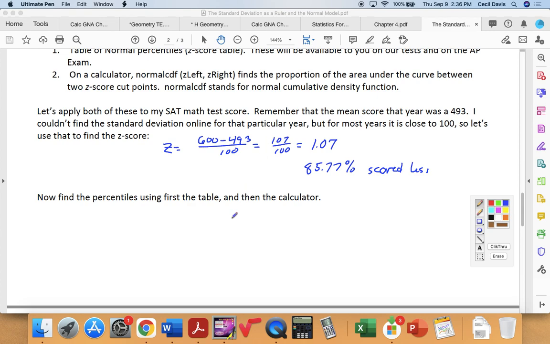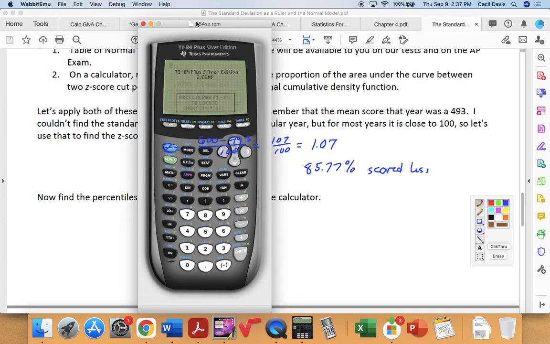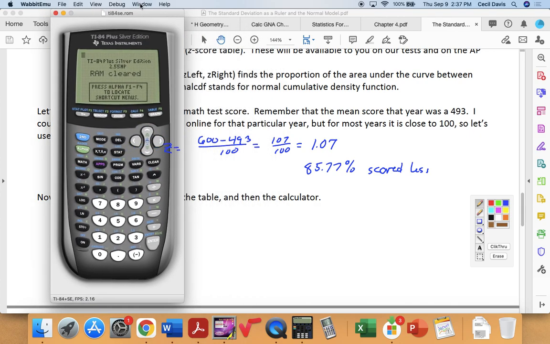Now, you can also do this on a calculator, and you can do it really quickly. So if you've got your calculator, please grab that. Is it charged? It is fully charged. That's great. I charged my calculator last night. Let's do it then. All right.